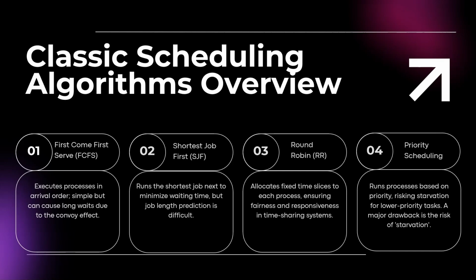Round robin: each process gets a fixed time slice, or quantum. It's widely used in time sharing systems for fairness. Priority scheduling executes higher priority tasks first, but low priority ones may starve if not managed carefully. Each of these algorithms balances fairness and efficiency differently.